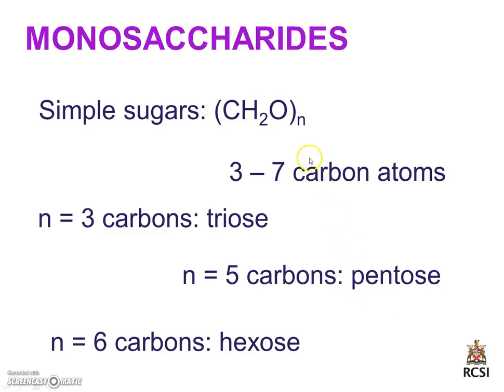So what we are looking at here is the chemical formula for the monosaccharide. And you see here we have one water attached to one carbon, and we have n on the outside of the bracket. The n refers to the number of carbons that a particular sugar or monosaccharide unit will have, and these can vary in number from 3 to 7 carbons.